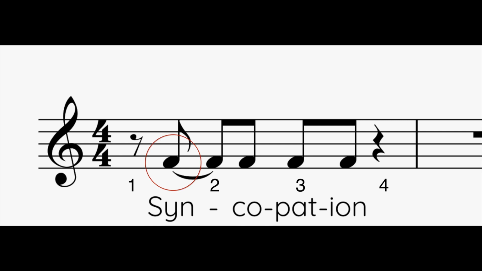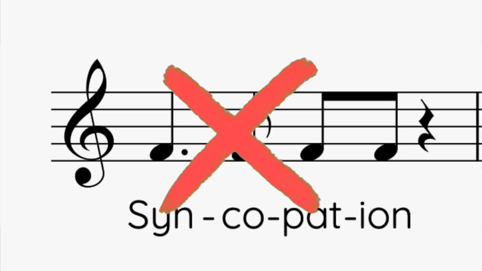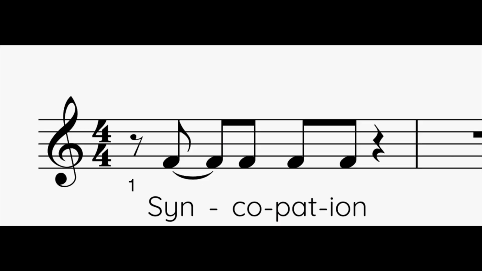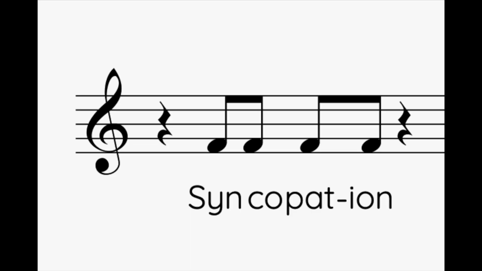We might be tempted to perform this, or even this. But as we can see, the note needs to land exactly halfway between the first and the second beat. So let's compare these three. Here's it correctly, so I'll count 1, 2, 3, 4, 1, syncopation. And then we've got this version where we've placed the first note a little bit too late on the second beat. So this would go 1, 2, 3, 4, 1, syncopation.